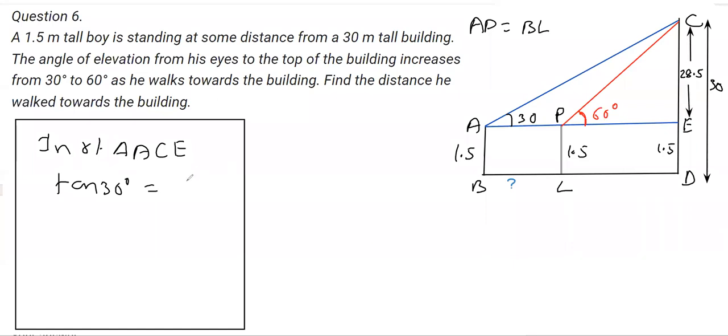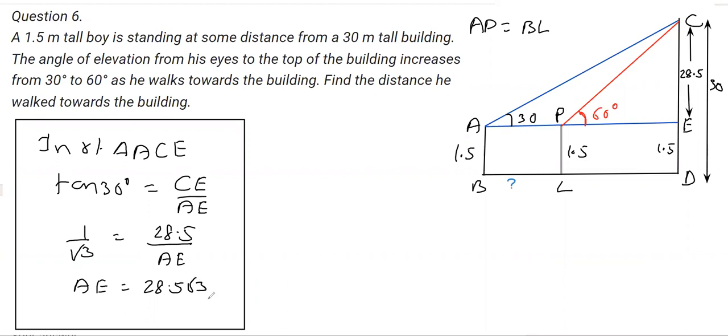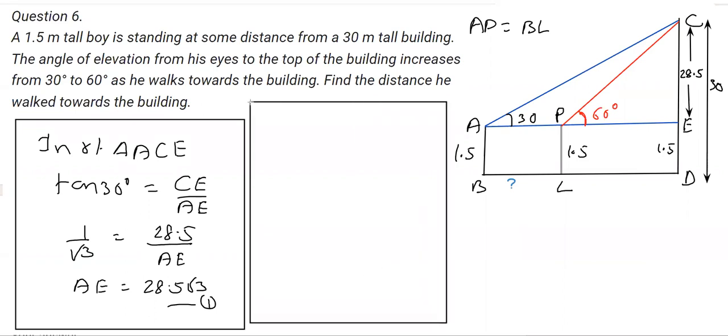Now we'll take tan 30, which is perpendicular over base from the figure. As you can see, it is CE over the base, which is AE. Tan 30, whose value is 1 by root 3, equals CE, which is 28.5, over AE. Now by cross multiplication, we get AE as 28.5 times root 3 meters. And that is equation 1. As discussed earlier, we are going to get the length of AE and PE.